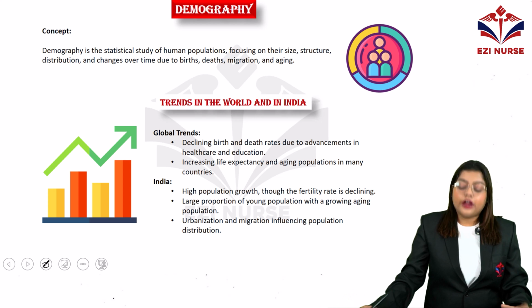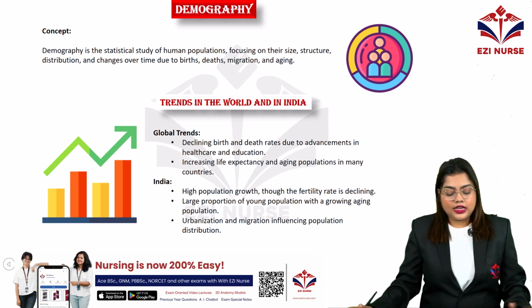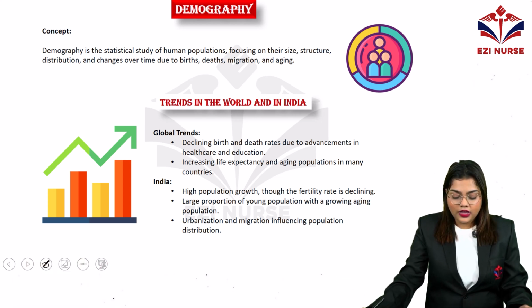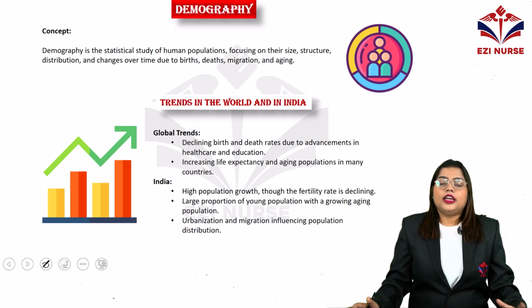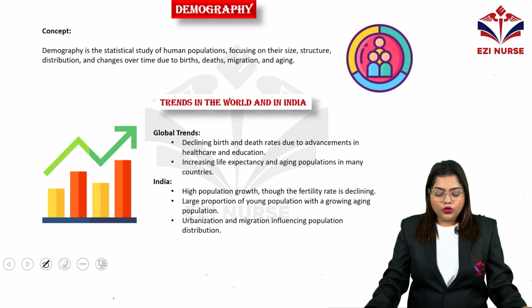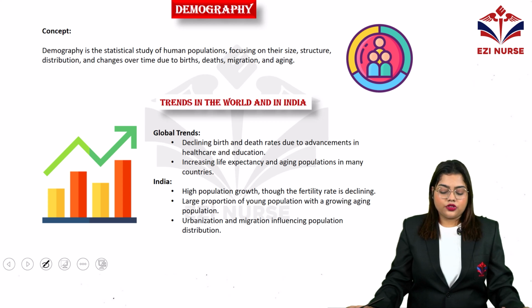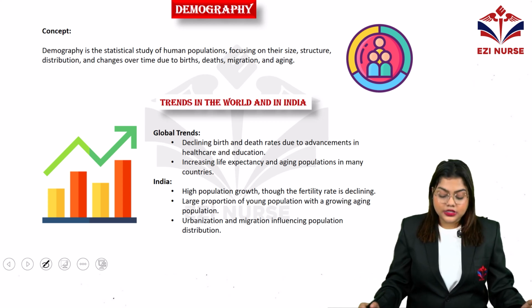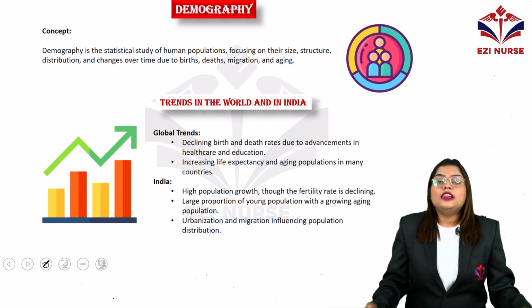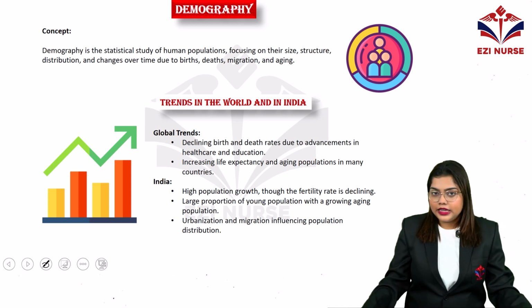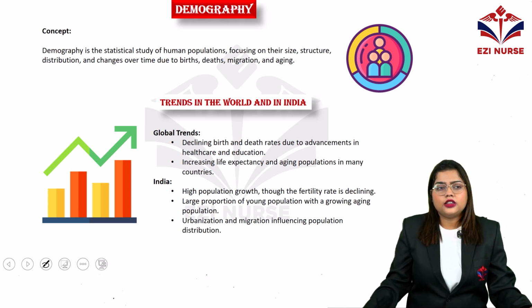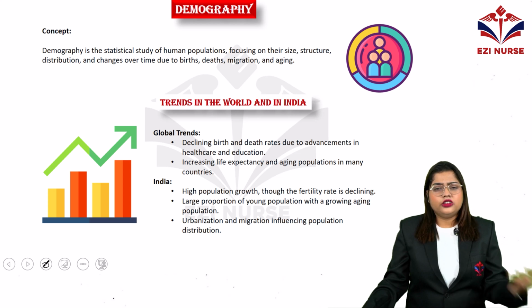Now what are the trends that are present in the world and India? The global trend in demography is declining birth and death rates due to advancement of the healthcare and education system. So both the birth rates and death rates are changing because of healthcare and education system development. Then increasing life expectancy. Previously, just because of dengue or diarrhea, people were simply dying, like before 100 years.